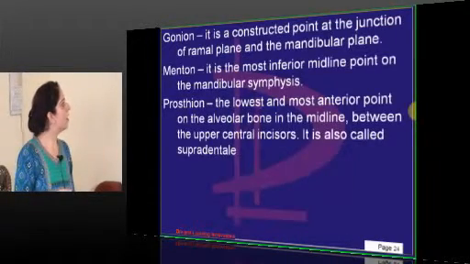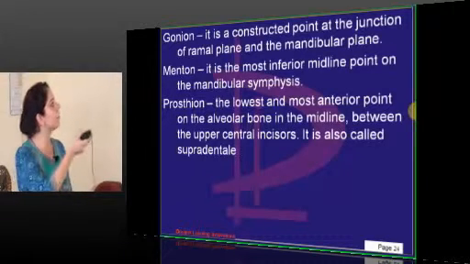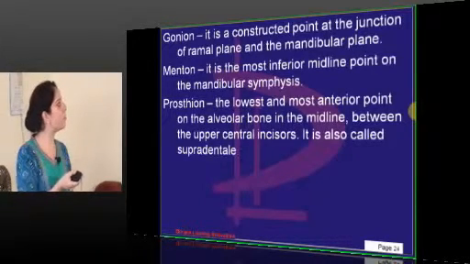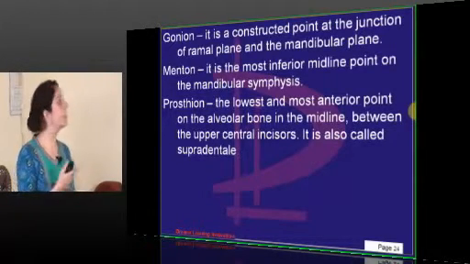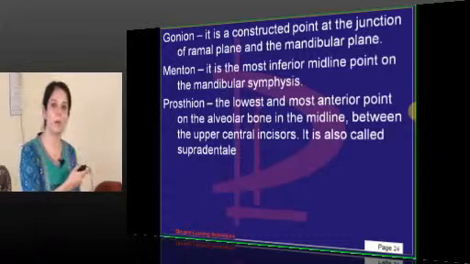Again, gonion, menton, prosthion, these are points on the alveolar bone. Gonion is a point on the junction of the ramal plane and the mandibular plane. Again, this is a constructed point. It is not an anatomical point.